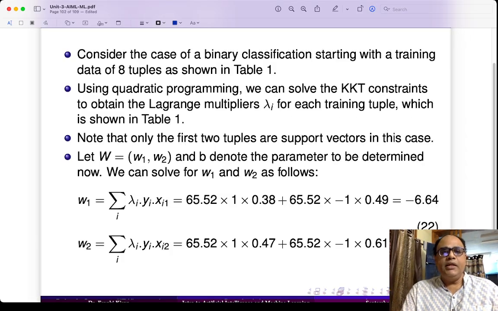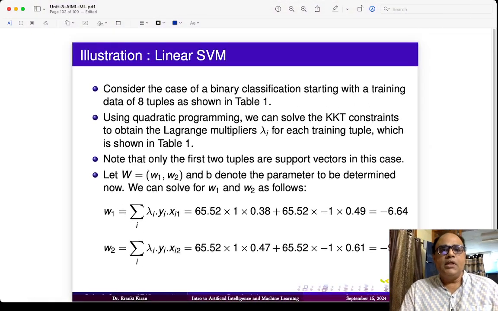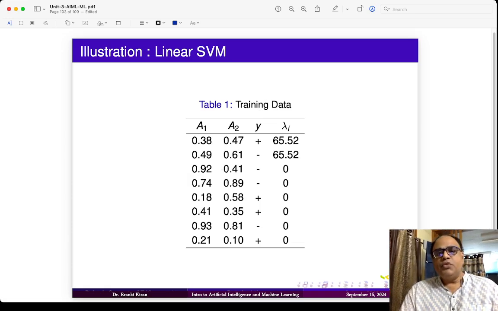Okay, now let's see one problem related to linear SVM. Let's consider a case of binary classification starting with data of 8 tuples as shown in this table. So we have a1, a2 with y being +1 or -1, either a positive class or a negative class. And lambda is the support vector value that we have provided for this data.